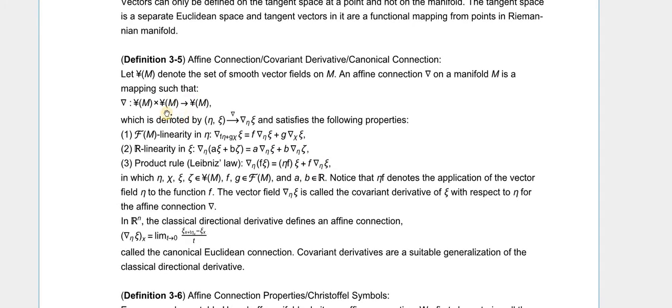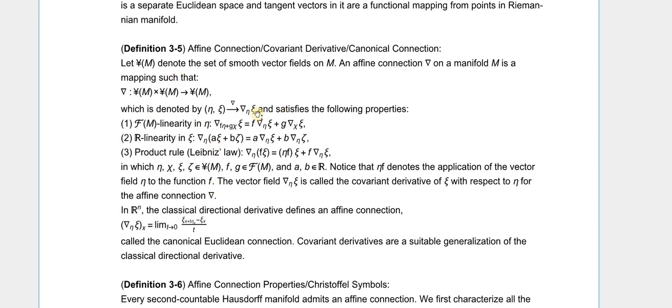So these vector fields with affine connections have these underlying properties. You have linearity, R-linearity. You also have this product rule, along with any product rule for derivatives. This is the same exact thing.